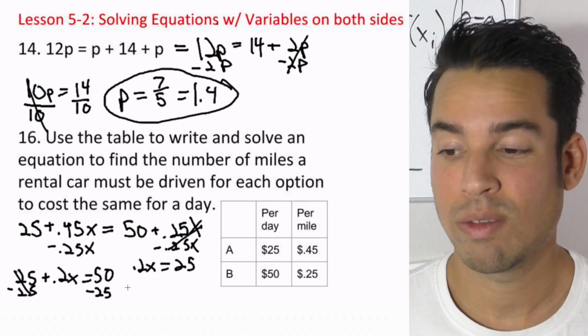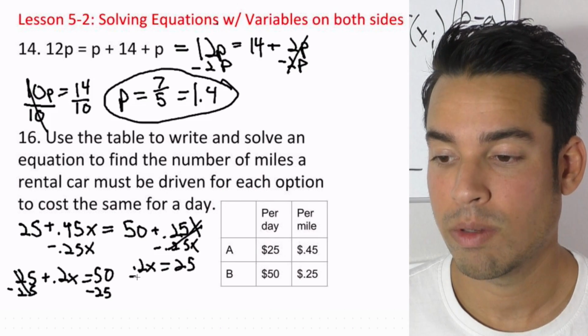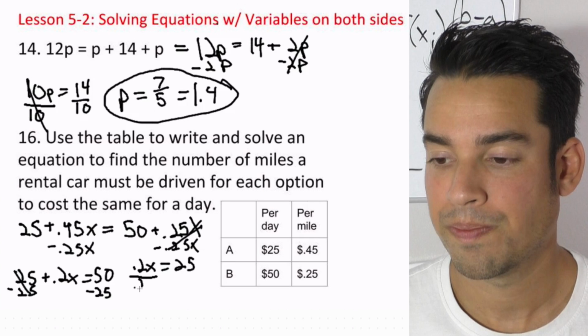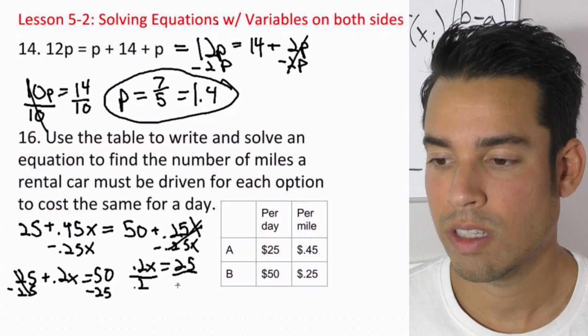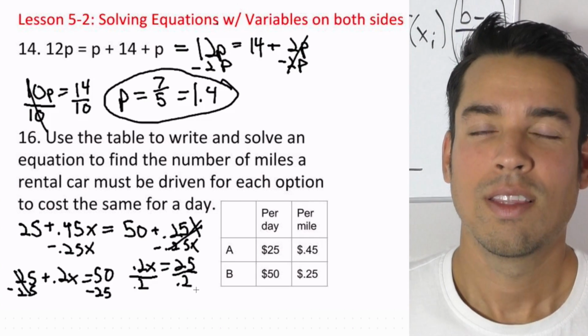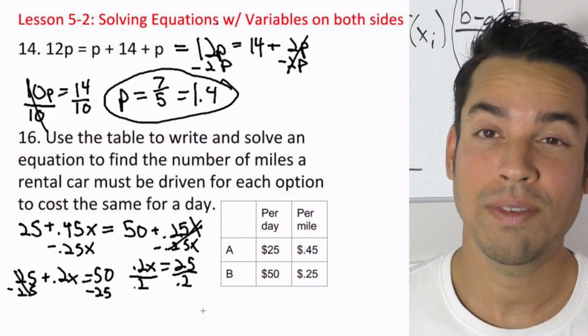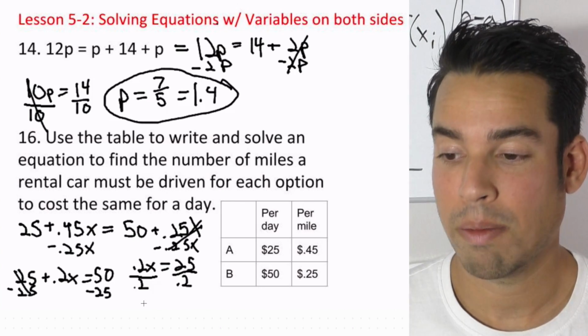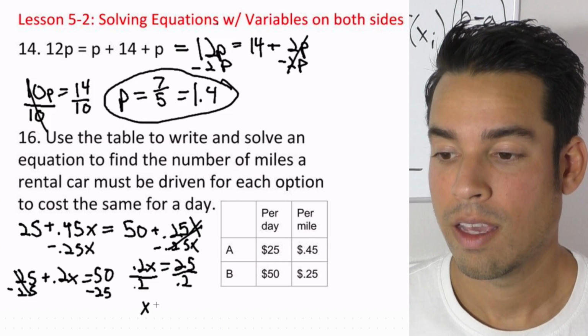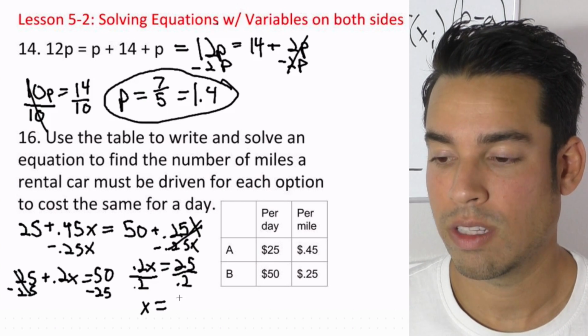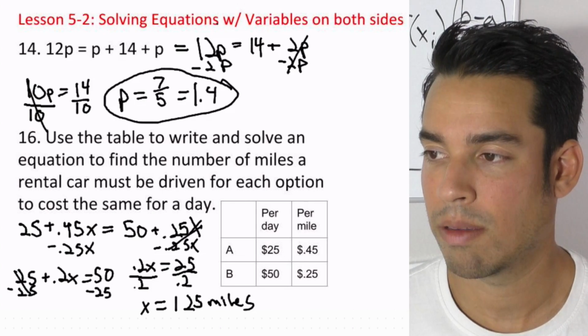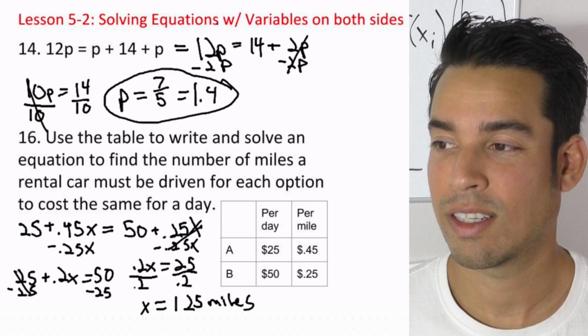Now we're almost there. Now we've got to divide both sides by 0.2. Divide both sides by 0.2. What is this? Dividing by 0.2 is the same as dividing by 1/5, which is the same as multiplying by 5. So x ends up equaling 125 miles. That's where these are both going to cost the same for a day. Let's go on to the next one.